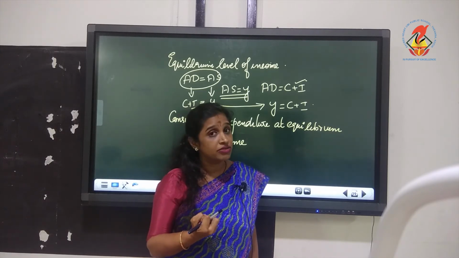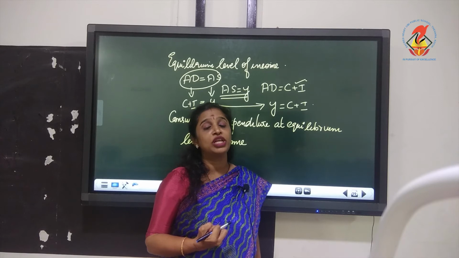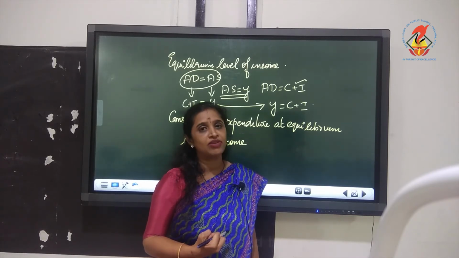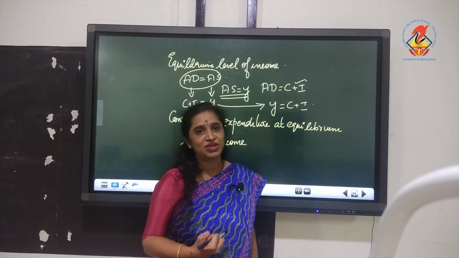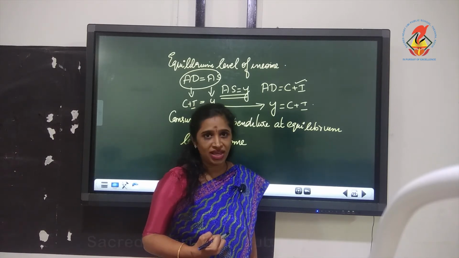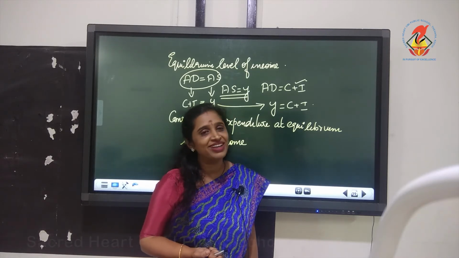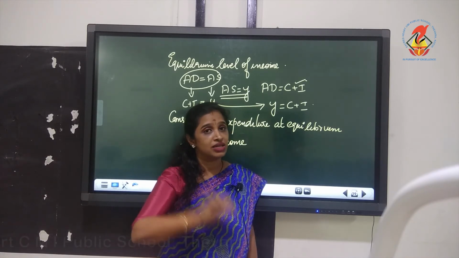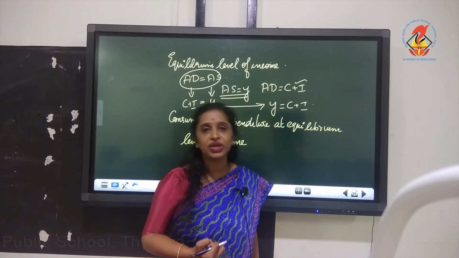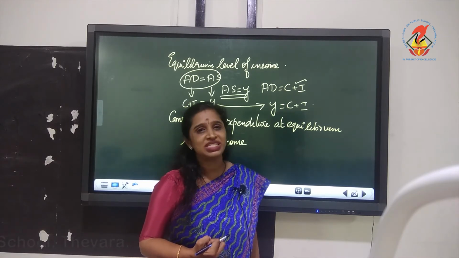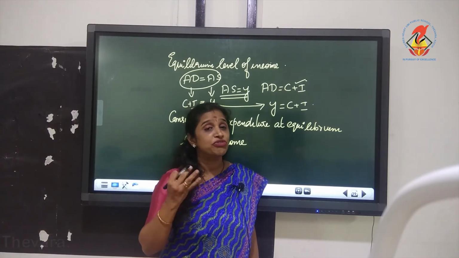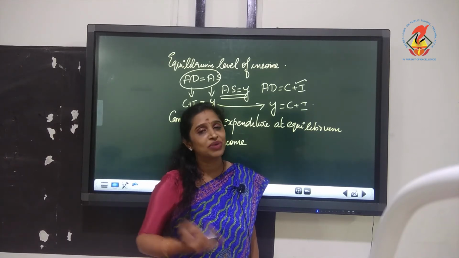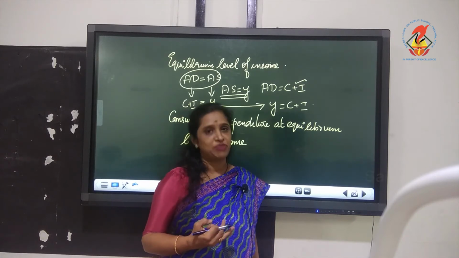So, what is the equation that you have to use to find out the equilibrium level of income? It is Y is equal to C plus I. We cannot use AD is equal to AS because we don't have the values of AD and AS here. So to find out the equilibrium level of income, we have derived another equation from AD is equal to AS, that is Y is equal to C plus I. So always keep in mind, when the consumption function is given, use the equation Y is equal to C plus I.